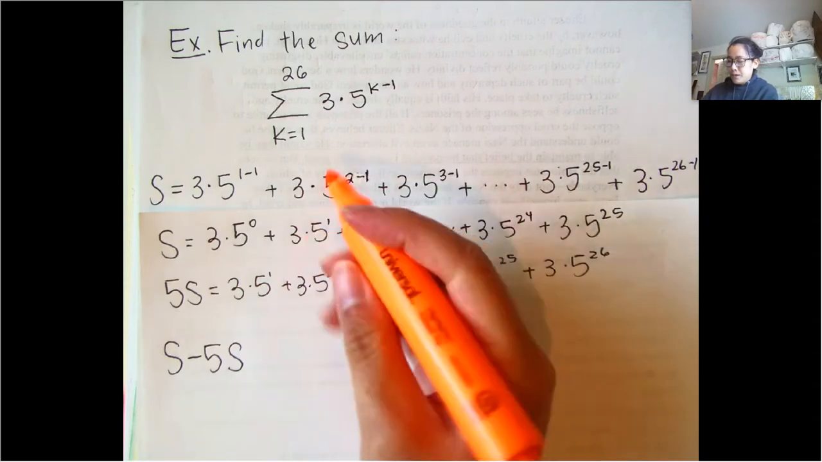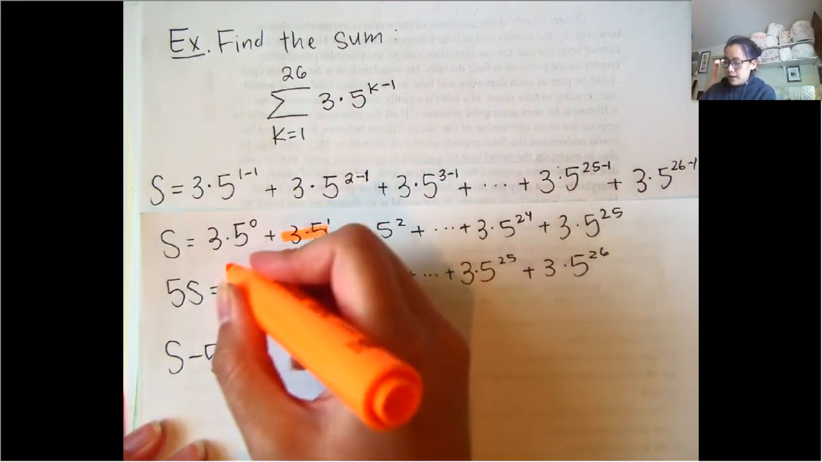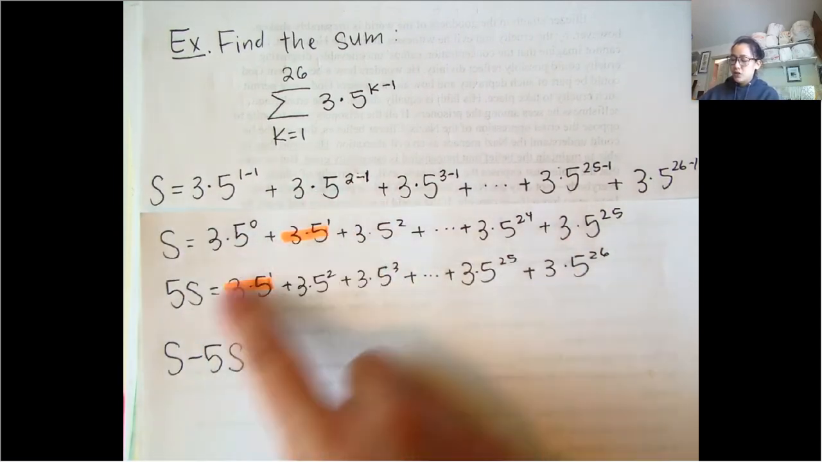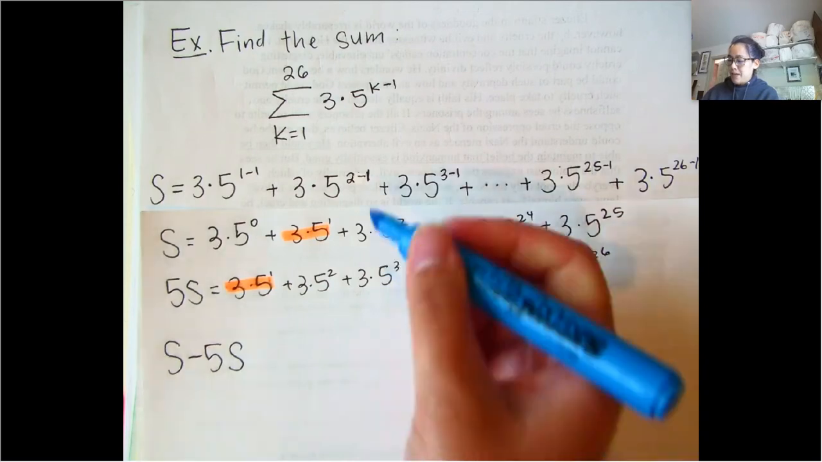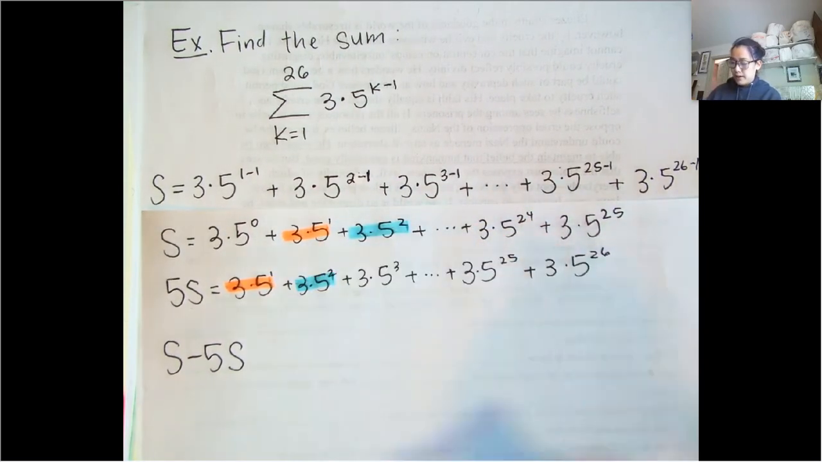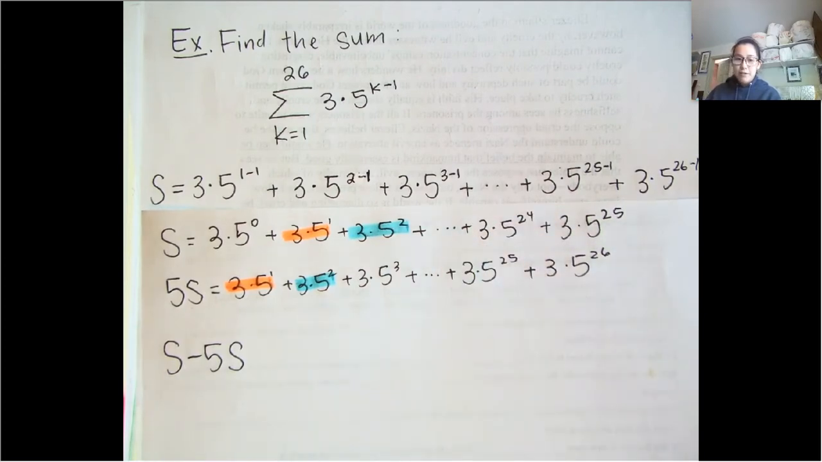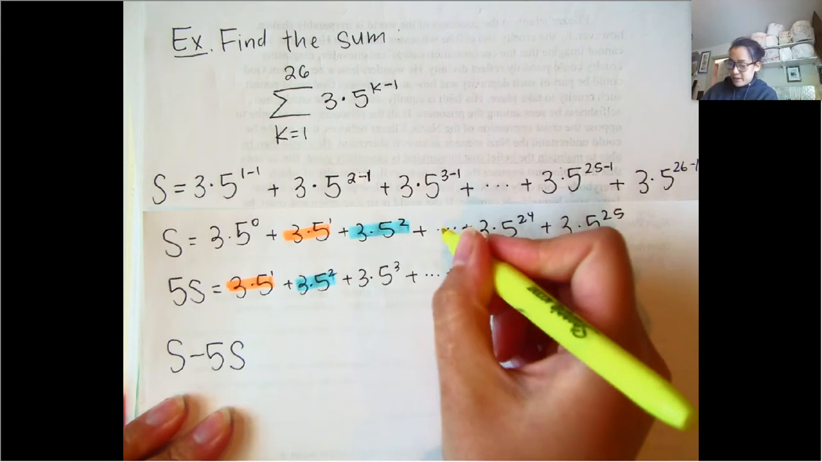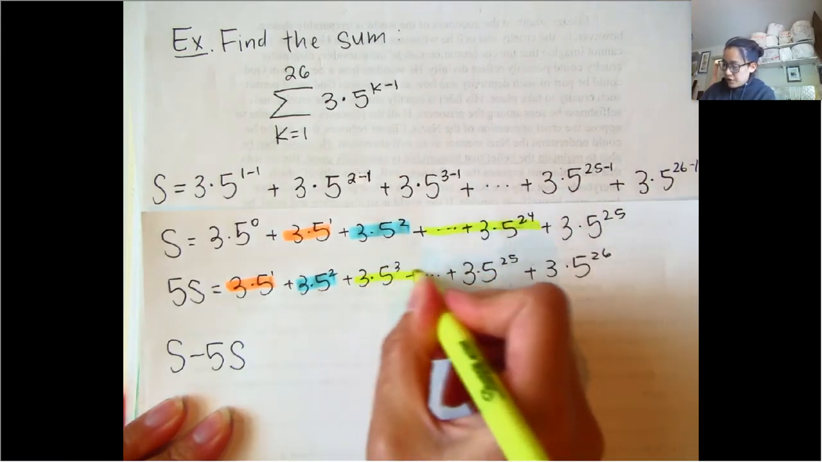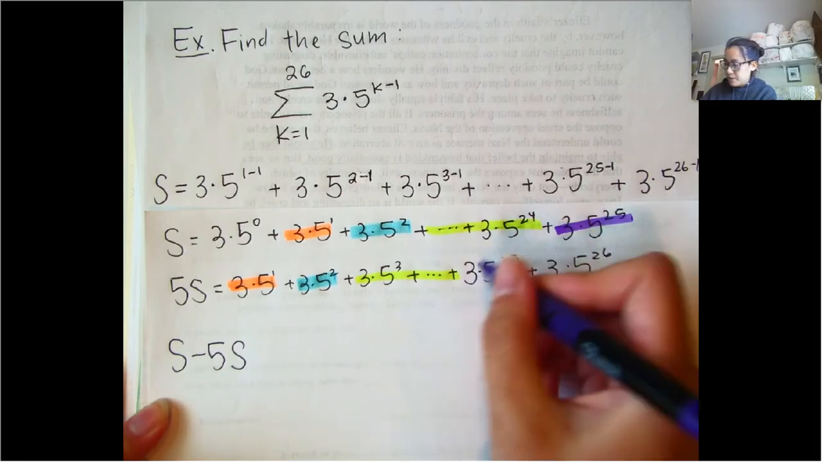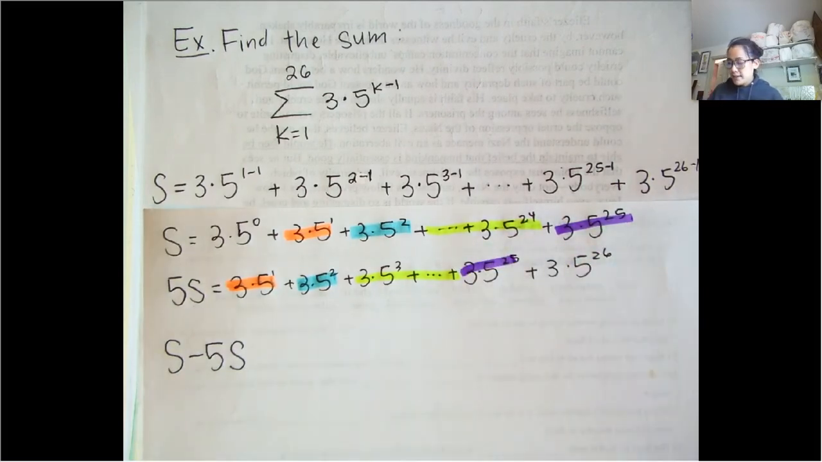For example, 3 times 5 to the 1, subtracted, those two will go away. When you subtract this minus this, these two will subtract to 0. And then 3 times 5 squared, those will subtract to 0. Everything in between will also subtract to 0, since they all increase in the same way. The last terms that subtract to 0 are the 3 times 5 to the 25th. Those two will subtract to 0. So ultimately, all the middle terms go away.